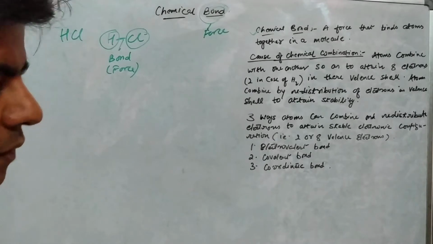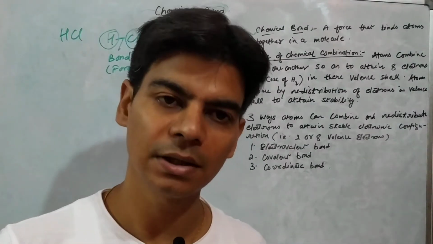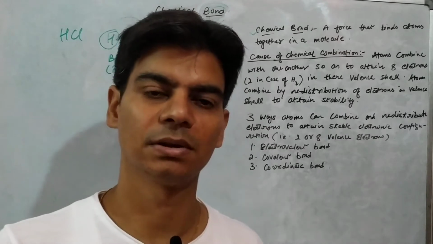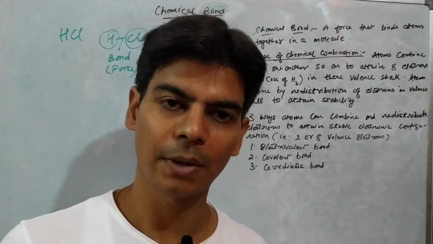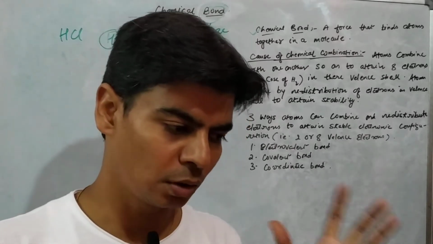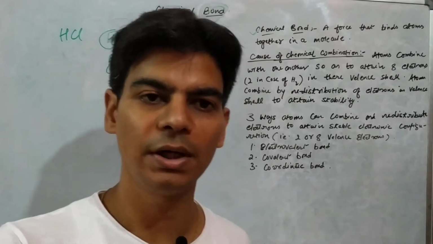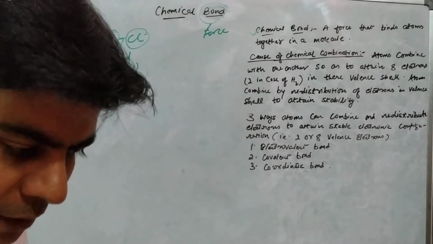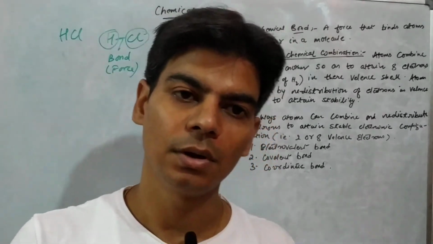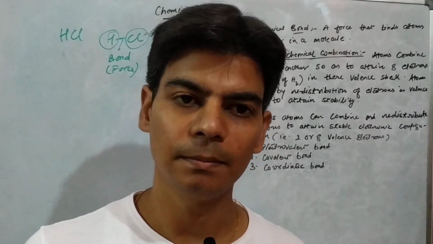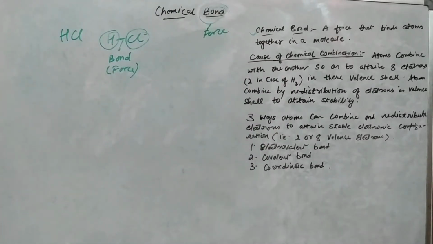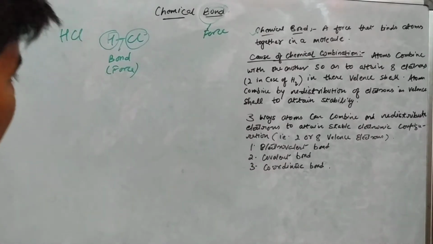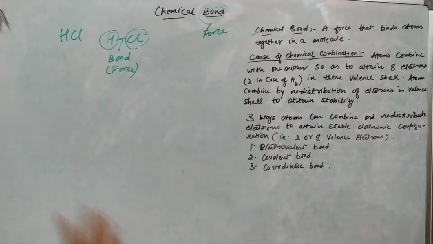In this chapter we will be studying the combination of different atoms to form molecules. We will see how a metal and a non-metal combine to form a molecule, and how two chlorine atoms combine. Basically we will be dealing with the chemical combination of atoms in a molecule. Now we know that a chemical bond is a force that holds atoms together in a molecule.